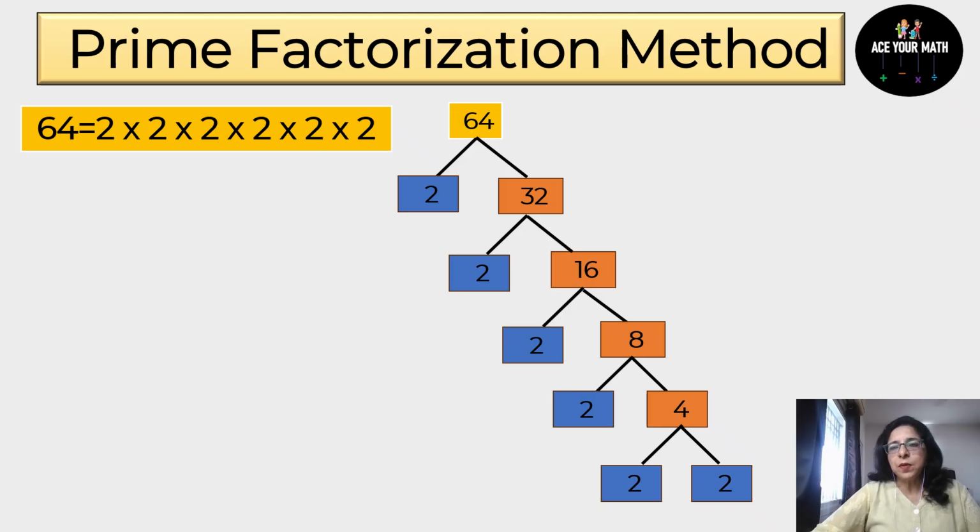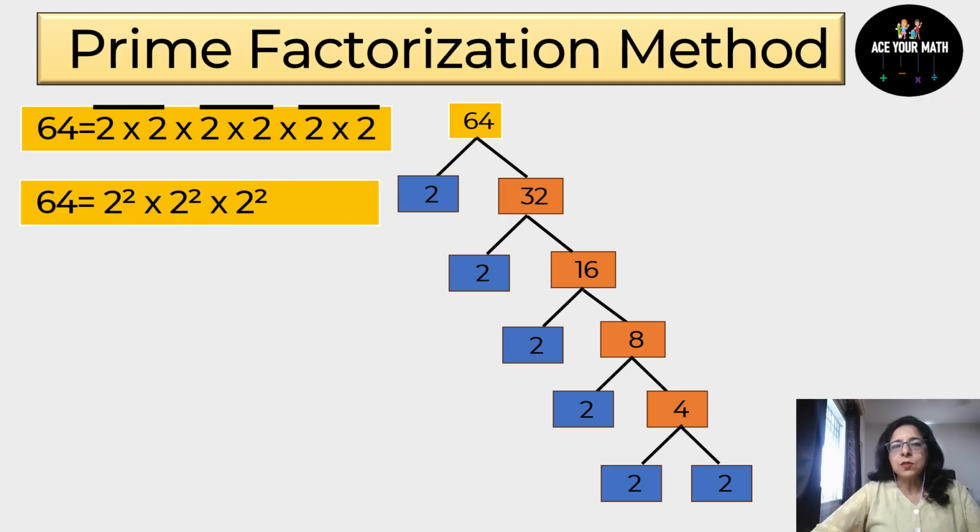Now the next step is very important. In this, you need to form the pairs of the similar numbers. See, 2 and 2 forms one pair. Next, 2 and 2 will form another pair. And next, 2 and 2 will form the next pair. So once pairing is done, 64 can be written as 2 square multiplied by 2 square and then again multiplied by 2 square. Now, if you see here, all these bases are 2 and exponents are 2.